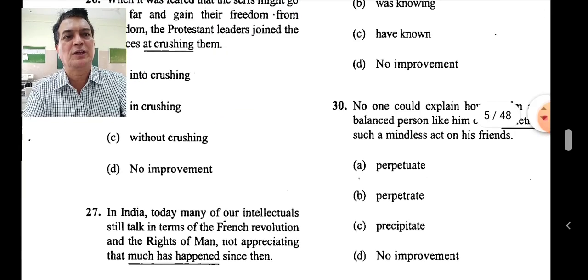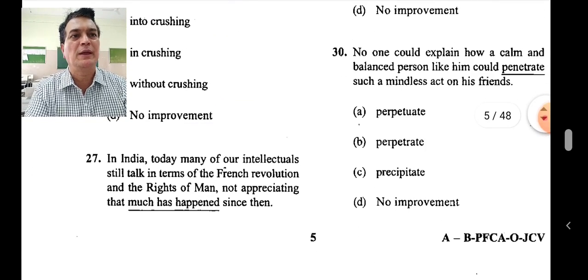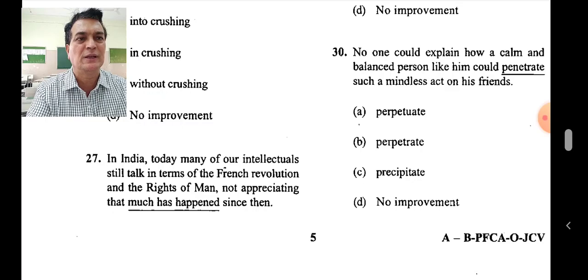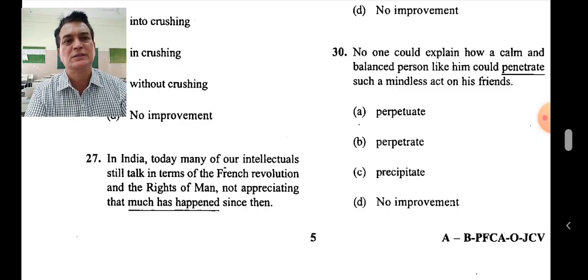And last one, 30th one. No one could explain how a calm and balanced person like him could penetrate such a mindless act on his friend. Precipitate, no improvement. So we'll discuss the answers for these questions.